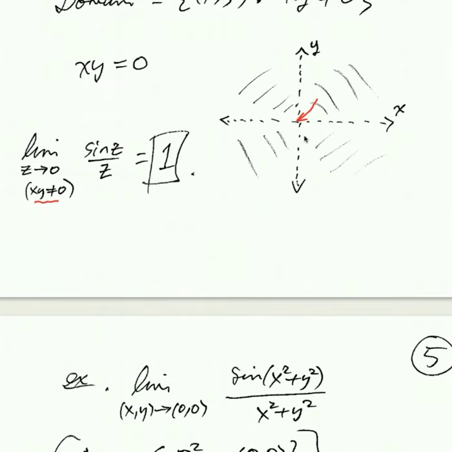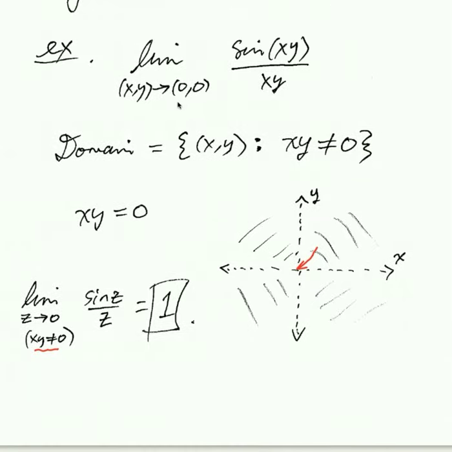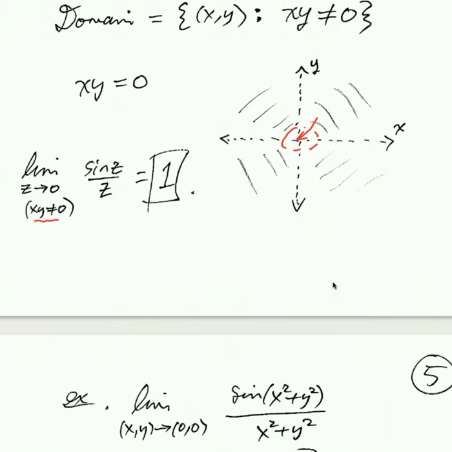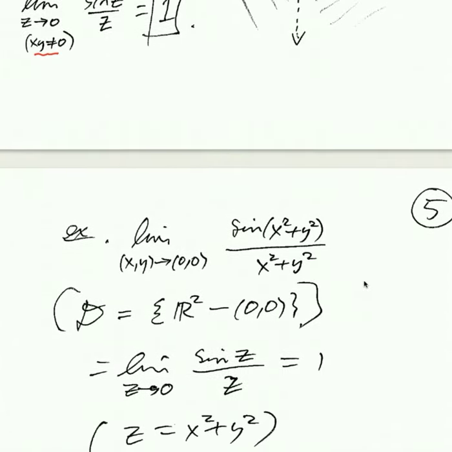Other people might not like this and say no, the function has to exist in an open disk at the point at which you're taking the limit. It's not true that this function even exists in any open disk centered at 0, 0. There are parts where it doesn't exist. So it all depends on different people's definitions.